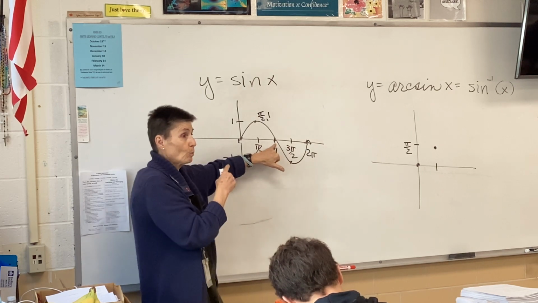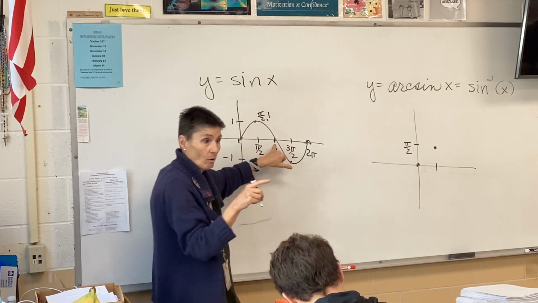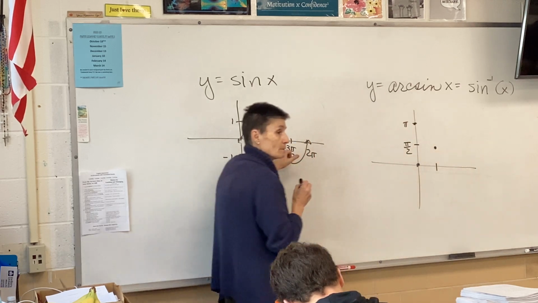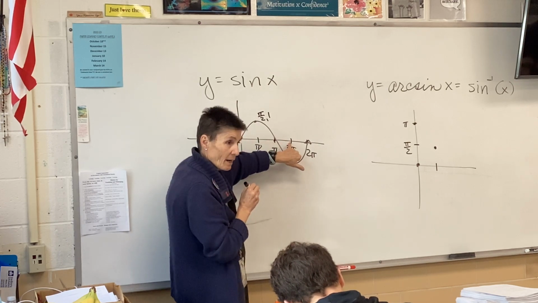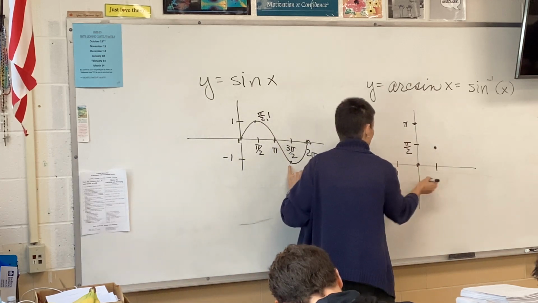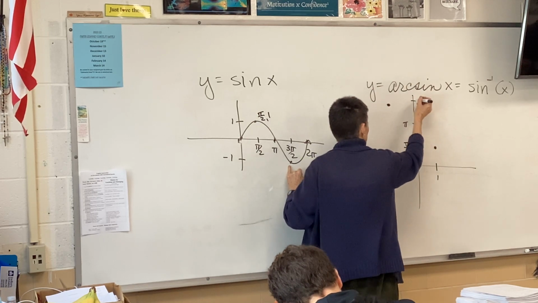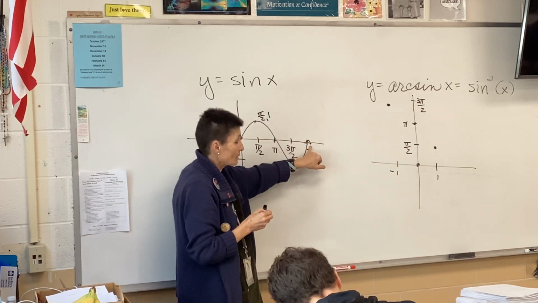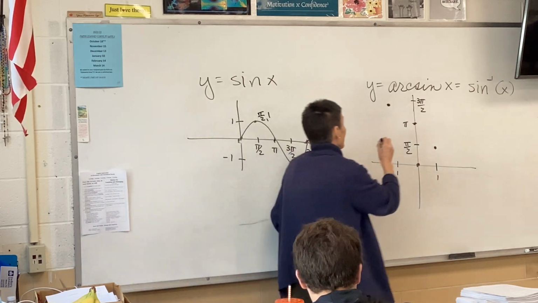What about this one? What ordered pair is that? Right there where my finger is. Pi comma 0. So I will plot 0 comma pi. What about this one? 3 pi over 2, negative 1. So it'll be negative 1, 3 pi over 2. And finally, what about this guy? He's 2 pi, 0, so he'll be 0, 2 pi.